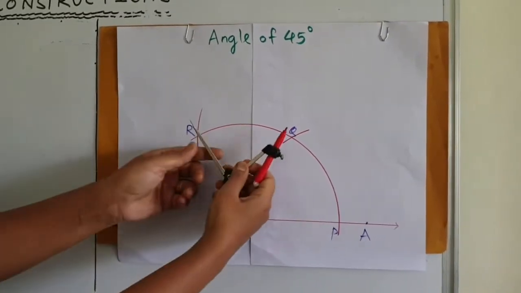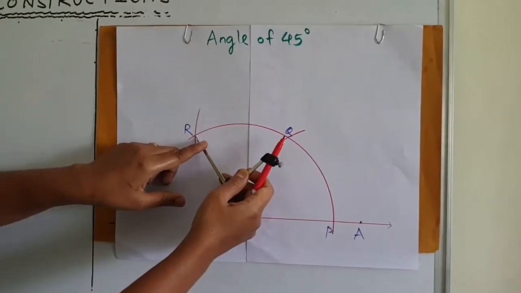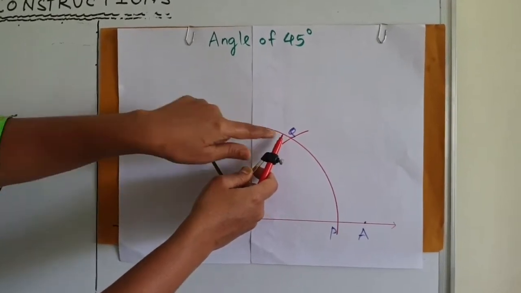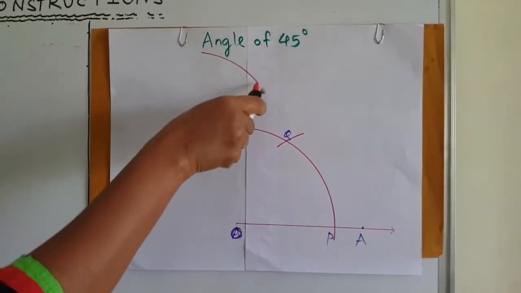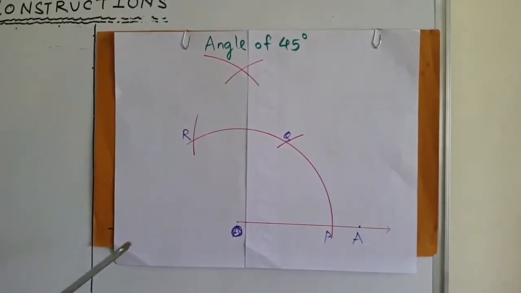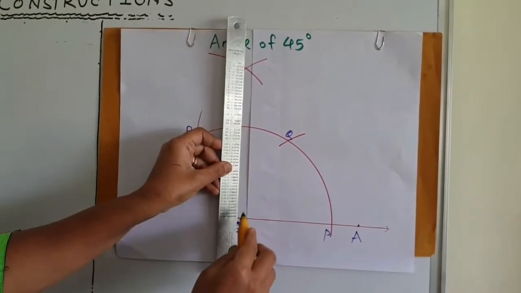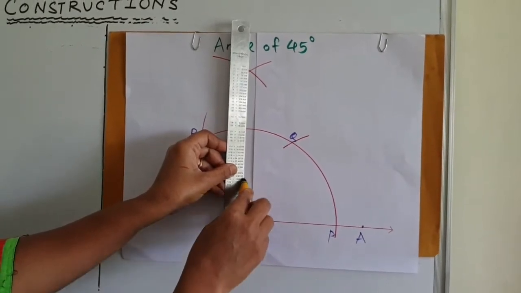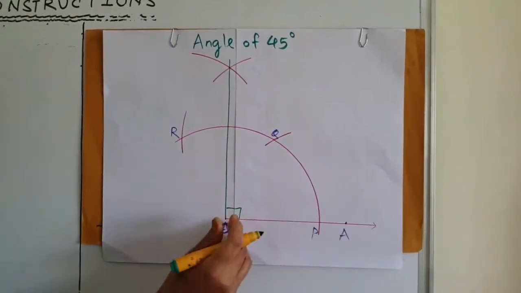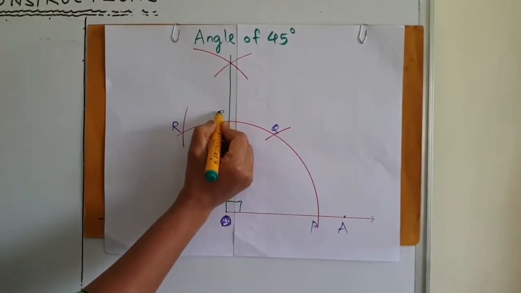Now the angle bisector of QR, this arc, will give us 90 degrees. So for the angle bisector, we take a radius more than half of RQ or QR. So this and this. So this is how we get the intersecting point here. Join it with this point O, and this is how we get 90 degrees. Now this 90 degree angle bisector cuts the previous arc here, let it be at S.